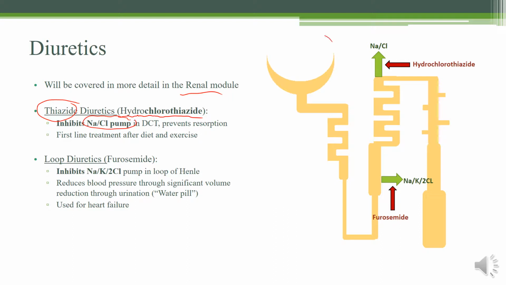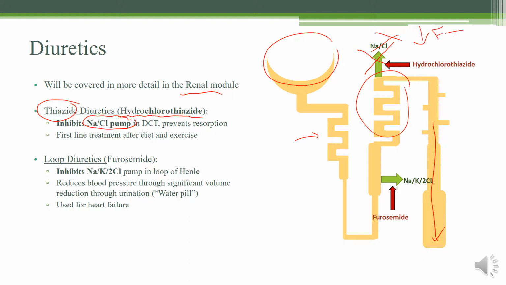So if this over here is the glomerulus, here's the proximal convoluted tubules, and here's the distal convoluted tubules. What they're going to do is prevent the sodium chloride pump that helps you reabsorb and retain sodium chloride. So what that does is all the sodium chloride is just peed out and it's not inside of your blood. Because it doesn't go inside of your blood, you get less blood. So you get less force exerted on there and you get a decrease in blood pressure. All right, and this is the first line treatment after you've tried diet changes and exercise.